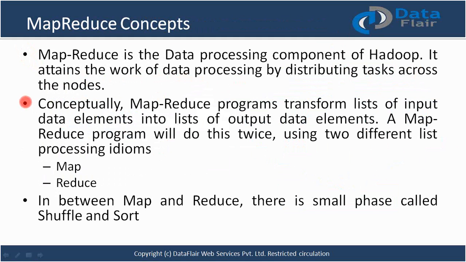Conceptually, MapReduce programs transform lists of input data elements into lists of output data elements. As discussed, the input will be a list and the output of MapReduce will be a list. The MapReduce program does this twice, using two different lists of processing idioms: one is the map and the second is the reduce. Input to a map will be a list, output from the map is itself a list. Input to reduce will be a list, output from the reduce will be a list.